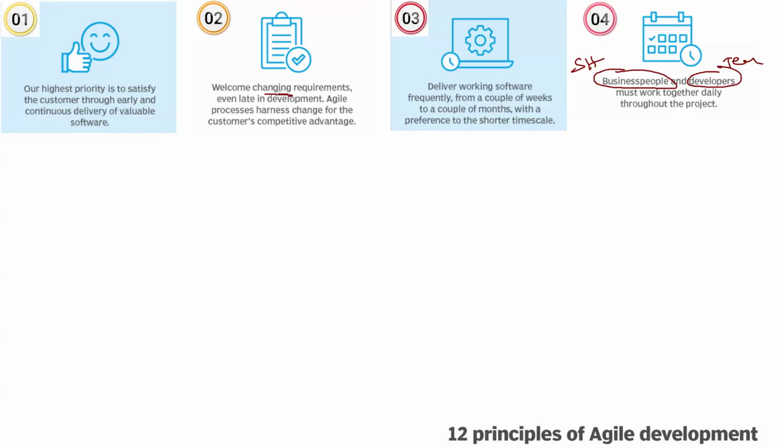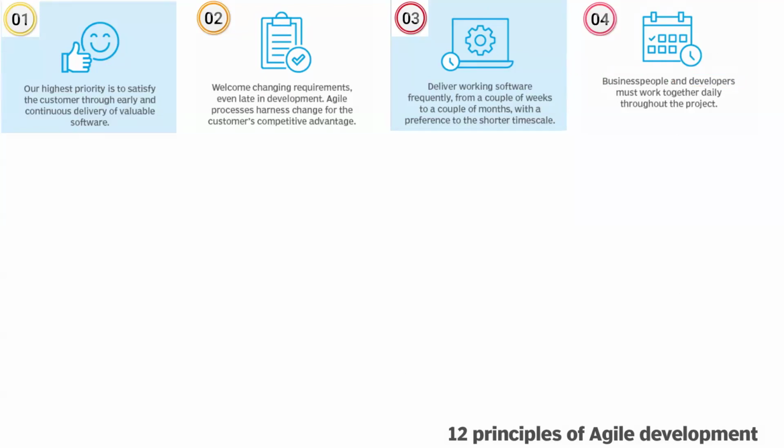So the stakeholders and the project team should work together daily throughout the project. The stakeholders are not kept away from the project. They are kept informed. They are part of the process. Any changes, they see this is not according to their requirements, they can instruct immediately, oh, this is not according to my requirements. So stakeholders or business people and developers or project team must work together daily throughout the project.